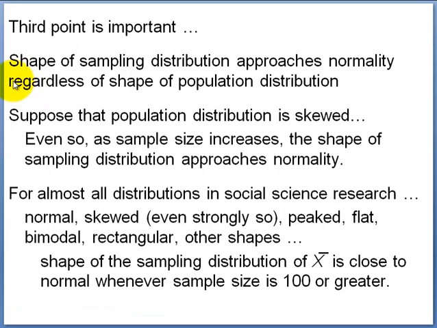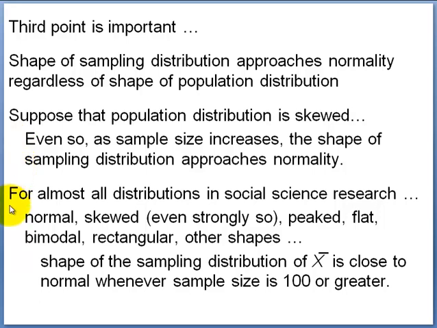Now, this third point is particularly important. It says that the shape of the sampling distribution approaches normality regardless of the shape of the distribution in the population. So suppose that the population distribution is skewed. Even so, as sample size increases, the shape of the sampling distribution of the mean will become closer and closer to normal.